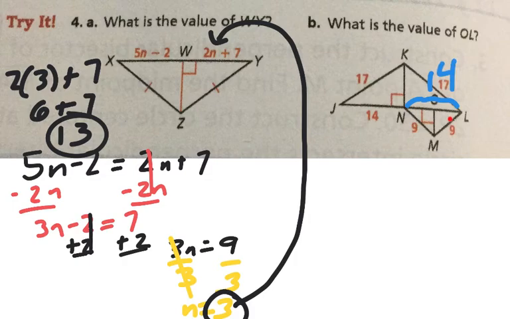Now look at the smaller triangle. What can I say about it? I have another perpendicular bisector, right? Because both of these are 9. So that means it's going to cut this 14 into two equal pieces, which means from N to M is going to be 7, and from there to L is also going to be 7. So when it asks me for the value of OL, the value there is going to be 7.